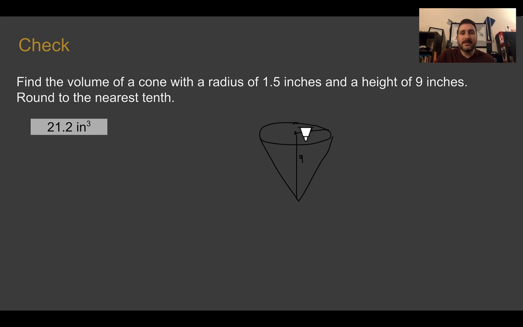Then multiplying that by 9, we would get 20.25. Then dividing that by 3 is 6.75. Finally, multiplying by pi, we end up with our final answer, 21.195, which would round up to 21.2.